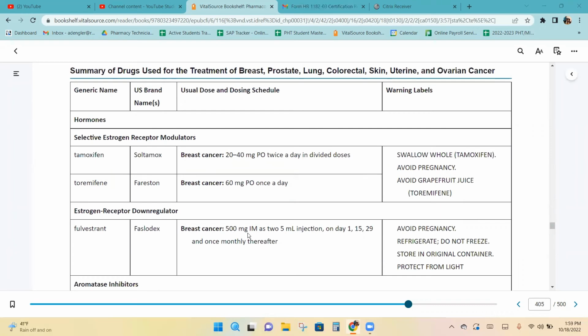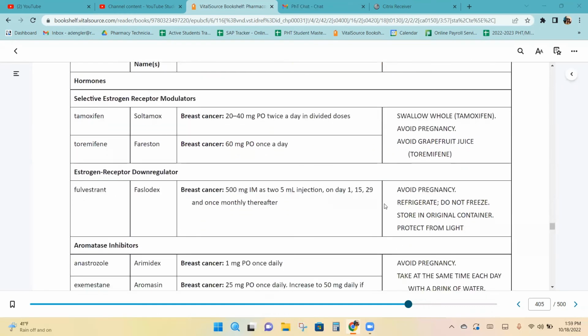So this is the summary of drugs for the treatment of breast, prostate, lung, colorectal, skin, uterine, and ovarian cancer. We went over all these before, but we have the warning labels we'll go over. So for the selective estrogen receptor modulators, those should be avoided in pregnancy, which we talked about earlier.